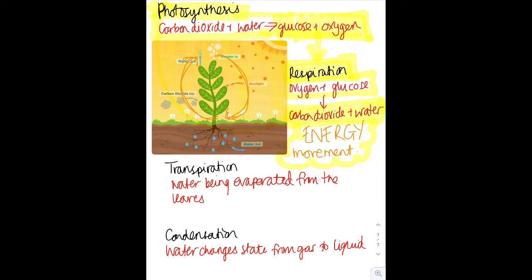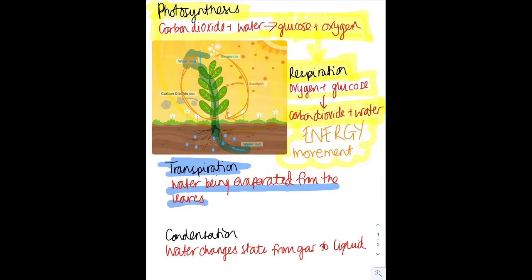Then we move on to our second process, and in our second process we have transpiration. Transpiration is the water being evaporated from the leaves. So our water is absorbed through the roots from the soil, that's why we have moisture in the soil. It then travels up the stem through something called the xylem, and is evaporated through the leaves as water vapour.